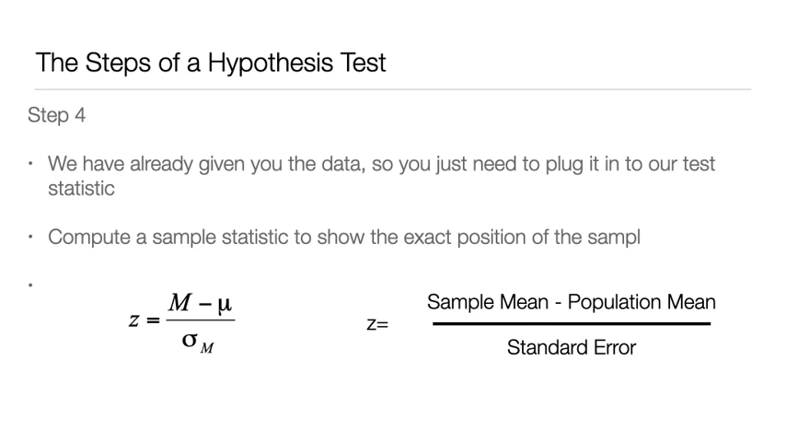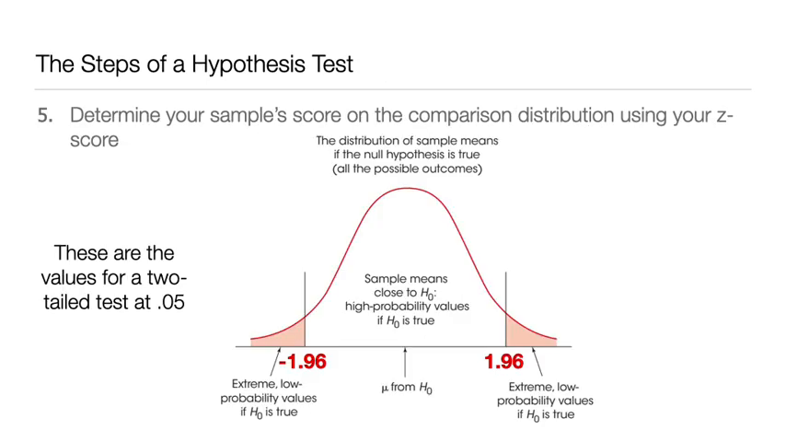Their numbers are really nice and easy because we're just trying to figure out this hypothesis testing part. For step 5, we're going to put our sample value that we just calculated in step 4 on our distribution. So we already had our distribution from step 2. We already had our criterion for our distribution from step 3. I went ahead here and said this is a two-tailed test set at 0.05.